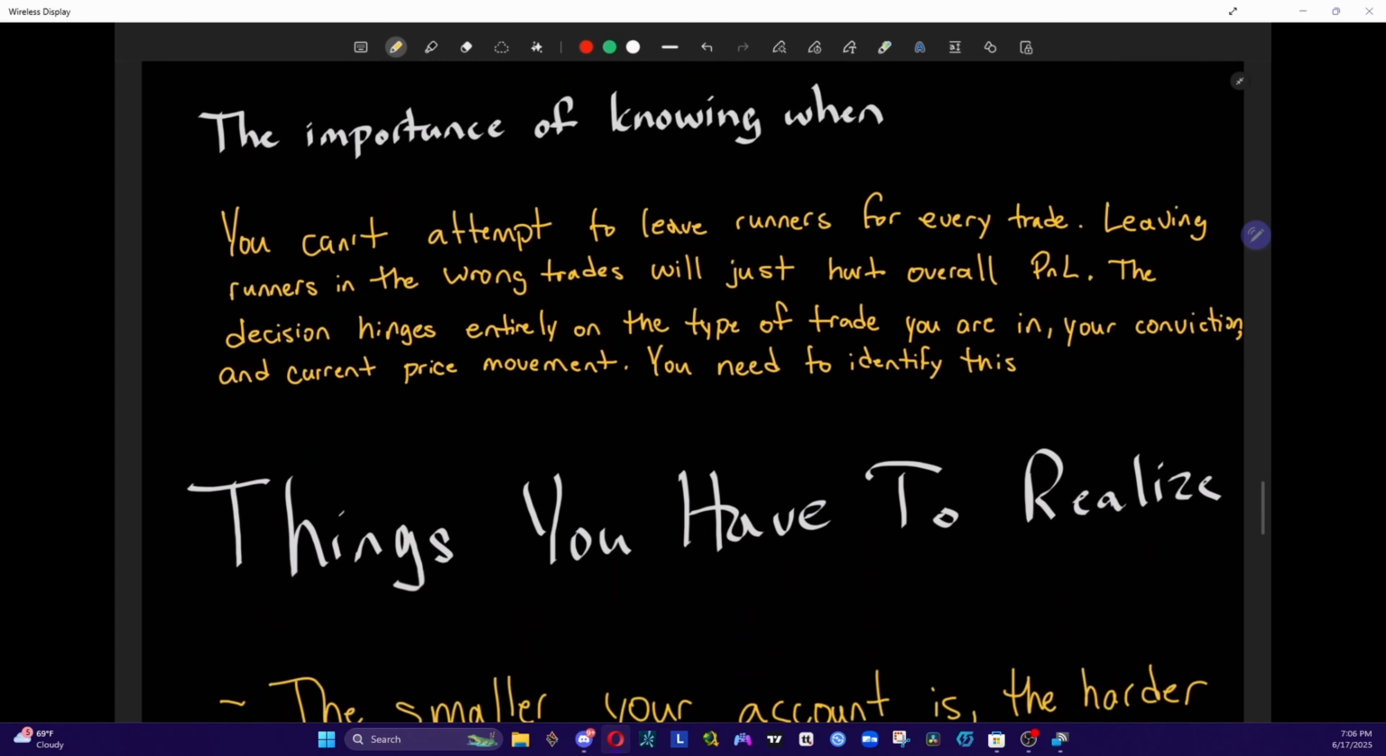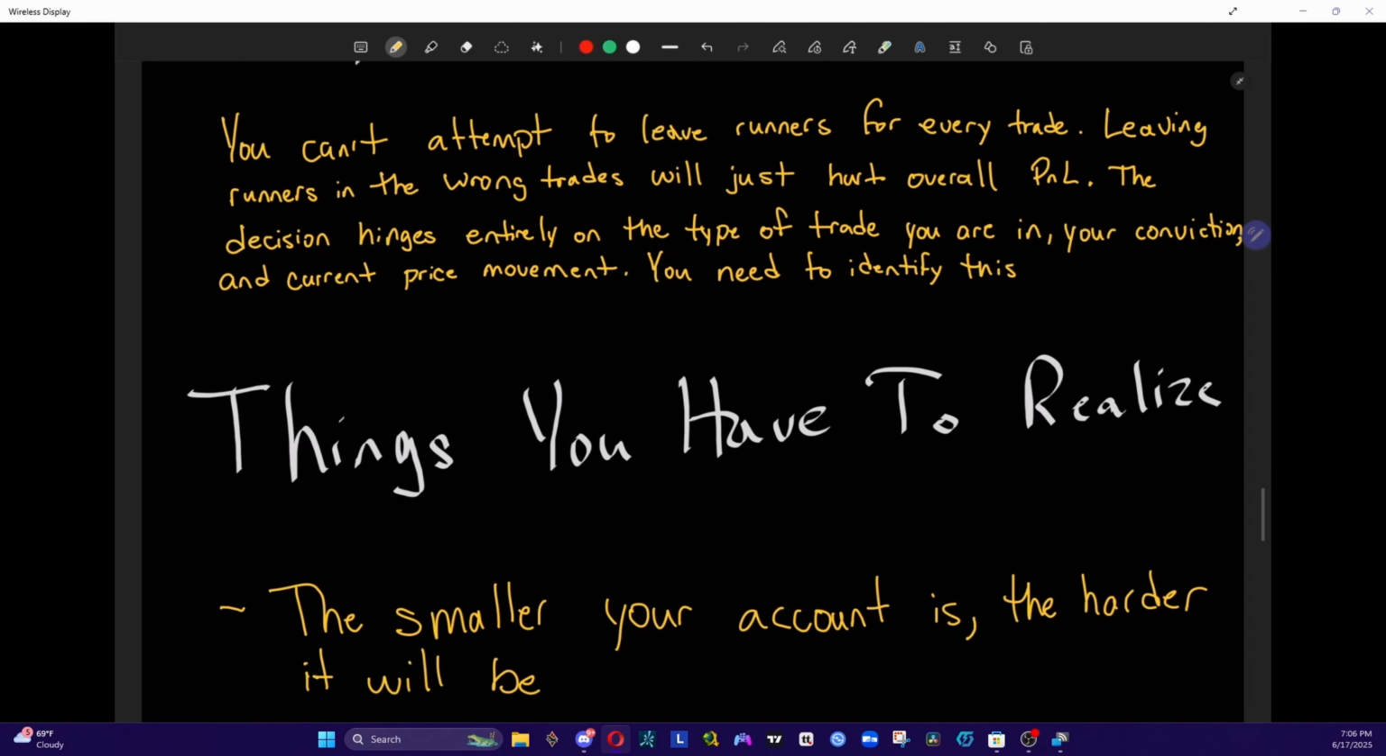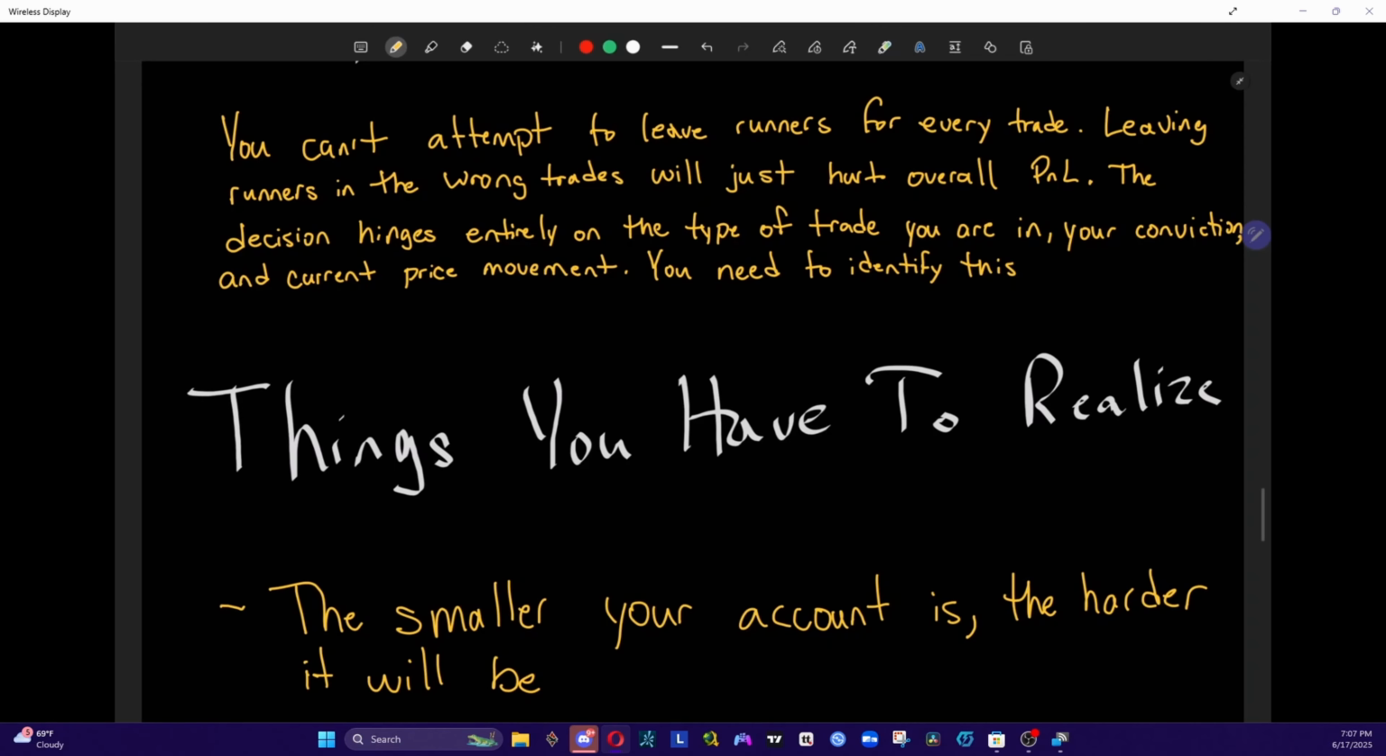Now, things you have to realize. The smaller your account is, the harder it will be. That's just the truth, especially if you're sub 5,000, especially below 1,000. You're already setting yourself up to be either using most of your account for one single trade or one single contract, and it's just a lot of volatility. The market is not set up for smaller accounts, and I know people have had luck trading cheaper 0 DTEs, and props to you.